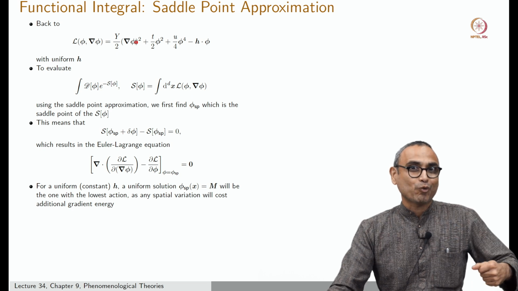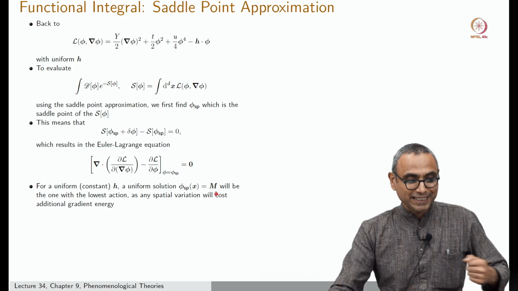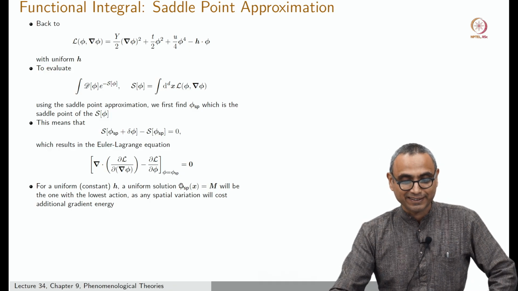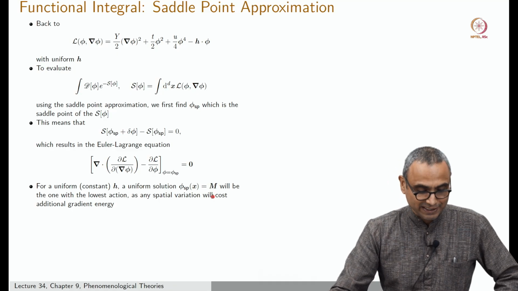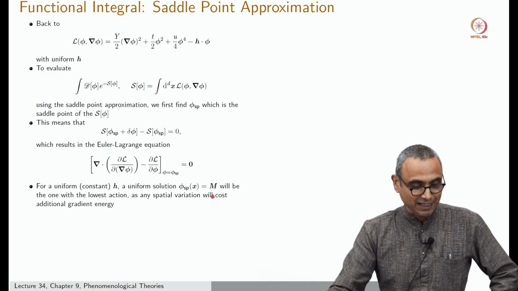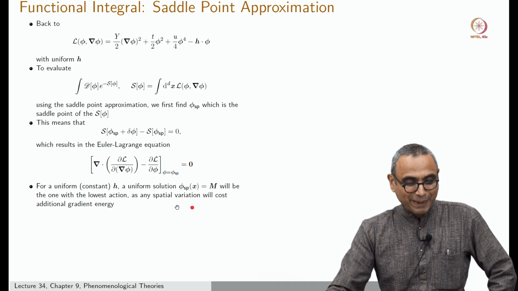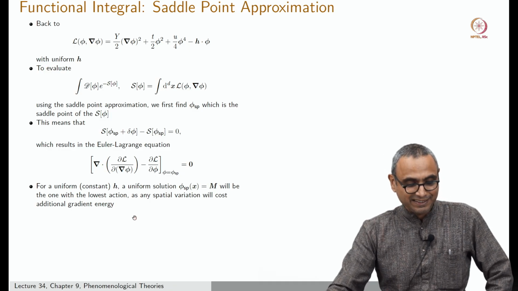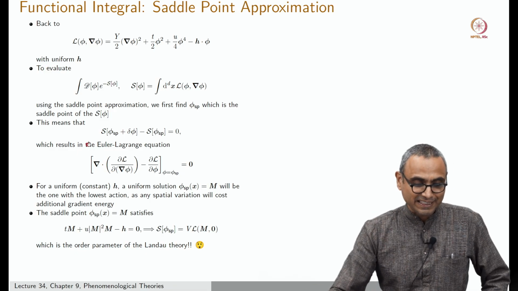So what would I want to do? I want to find a solution which is homogeneous in space, or constant in space. So that is why I am choosing this. You can solve the differential equation and show that it is the lowest energy, there is no problem, but the physical argument is perhaps more persuasive. The spatial variation will cost me additional gradient energy. So I'll leave this as an exercise to you.